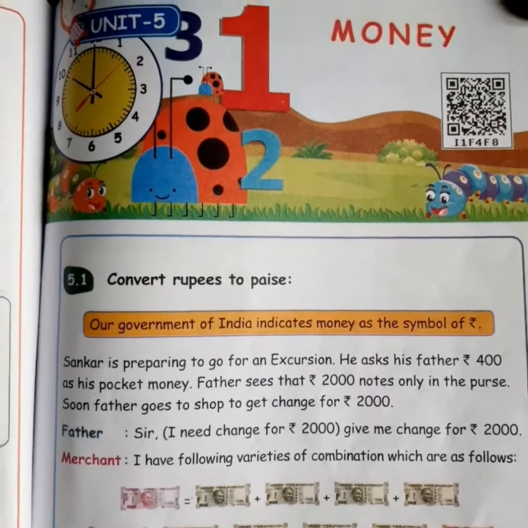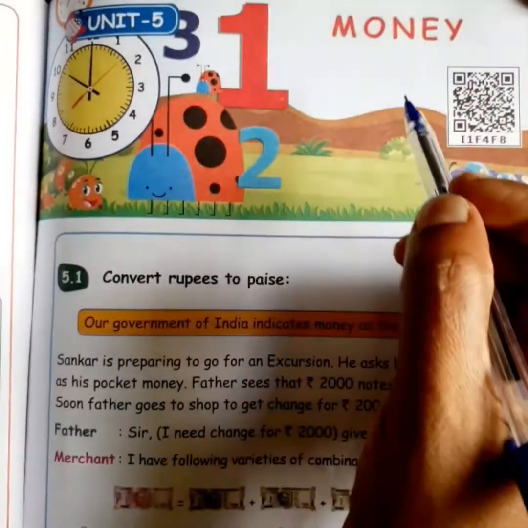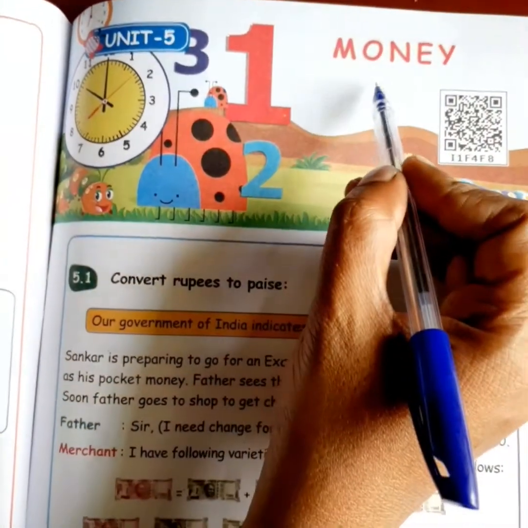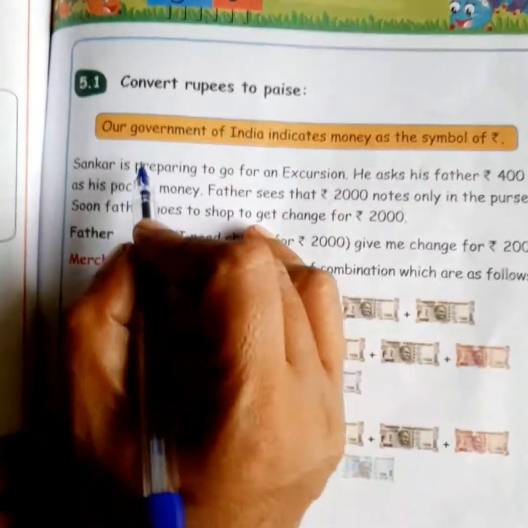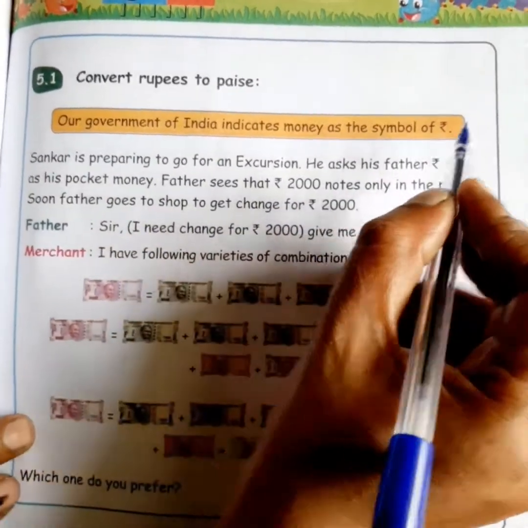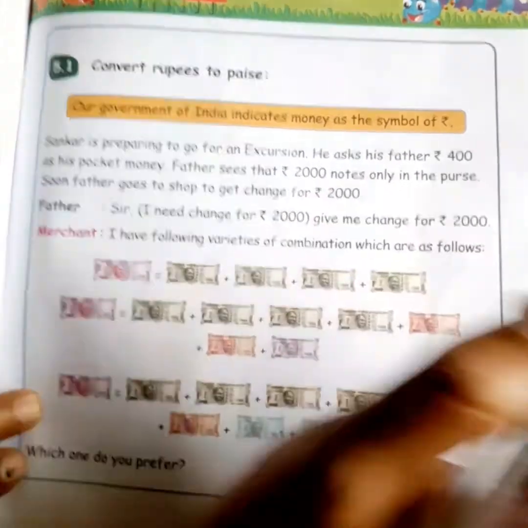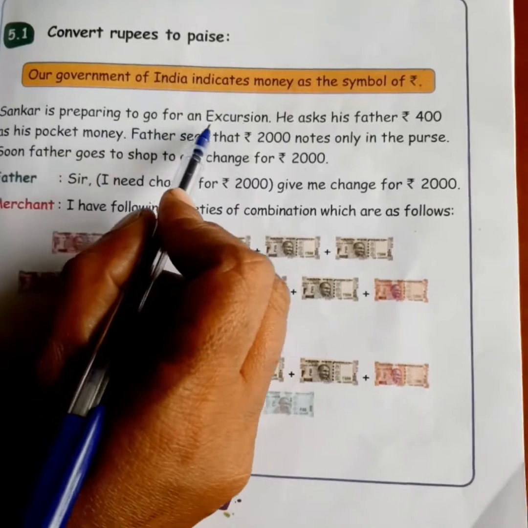Good morning students. Today we are going to learn about Unit 5, Money. Convert rupees to paise. Our government of India indicates money with a currency symbol. Okay. Shankar is preparing to go for an excursion.